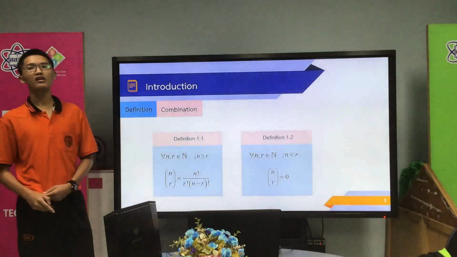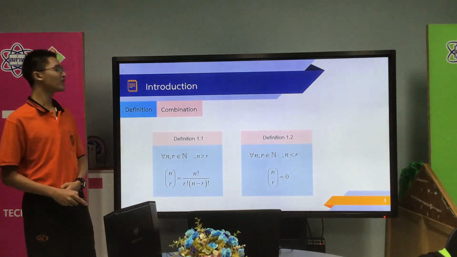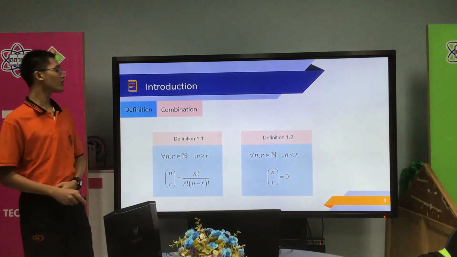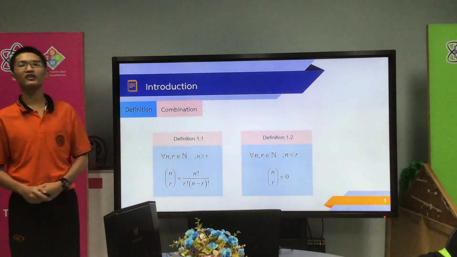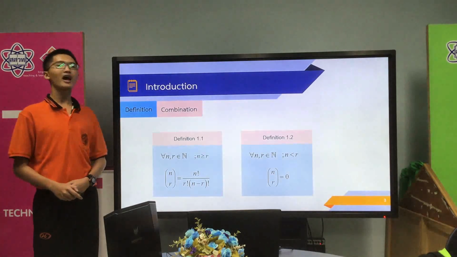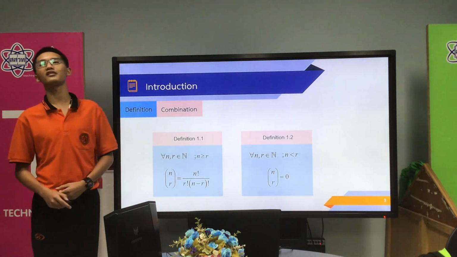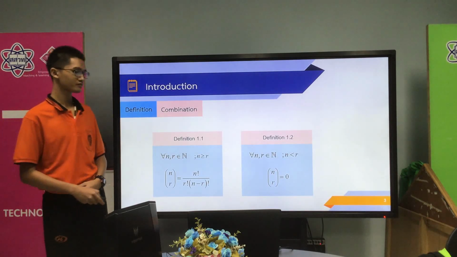First of all, I will let you know the important definition in combinatorics. For n and r natural numbers, for n greater than r, n choose r is equal to n factorial divided by r factorial times (n minus r) factorial. For n less than r, n choose r is equal to 0.